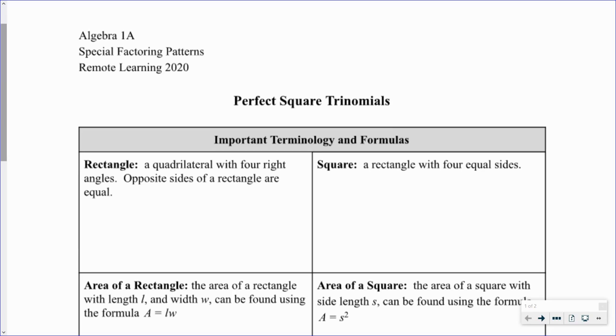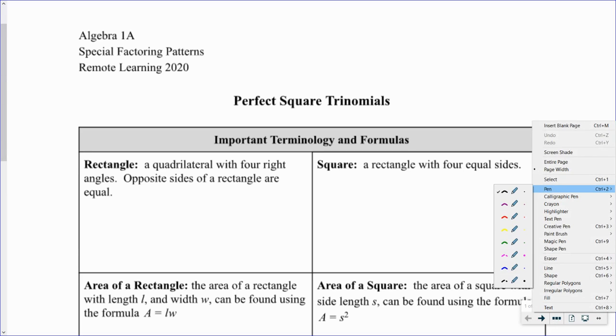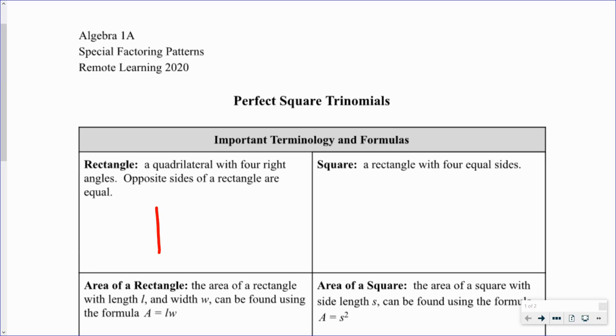So, important terminology and formulas that you need to know moving forward through this lesson. A rectangle. So, a rectangle is a quadrilateral with four right angles, and the opposite sides of a rectangle are equal to each other. So, here's kind of what your diagram looks like. Here's what a rectangle looks like. And you've probably seen these right angle markings before in the past. And then also, you've probably seen these markings to show that the sides are equal. If you haven't, you will learn about this in geometry.